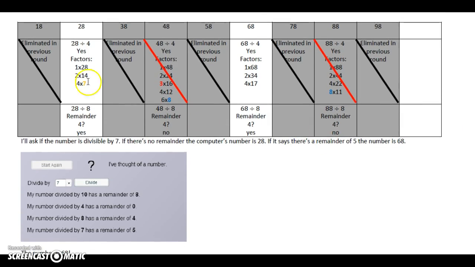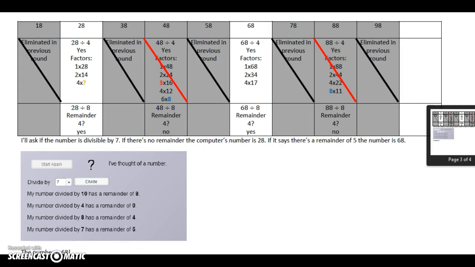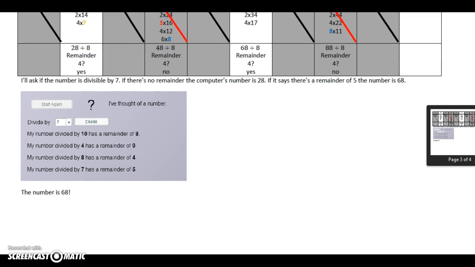And so now I take a look and I ask about 7. And once again, I can't ask the computer if it's divisible by 17. So I'm going to ask if it's divisible by 7. If there's no remainder, then the computer's number is 28. And if it says there's a remainder of 5, the computer's number is going to be 68. So I go through here and I say divide by 7. It tells me that it has a remainder of 5. So that means by the process of elimination that the number is 68.